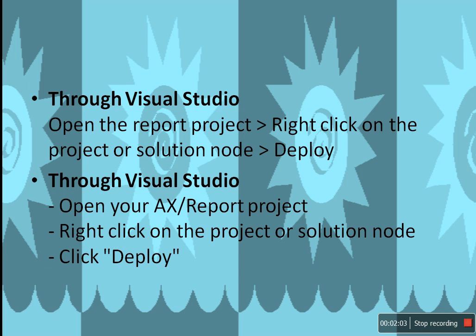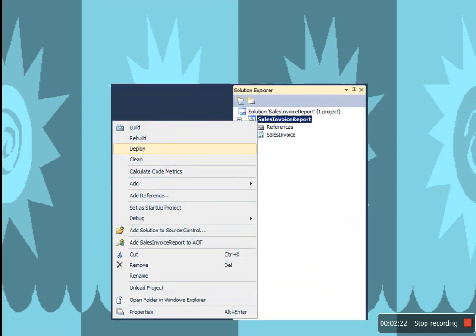Through Visual Studio, you have to open the report project, right click on the project and solution node, then you can deploy. The same is described in the second section, and this picture shows how you can see your report. This is an example of the sales invoice report. Go to the solution, right click and deploy.